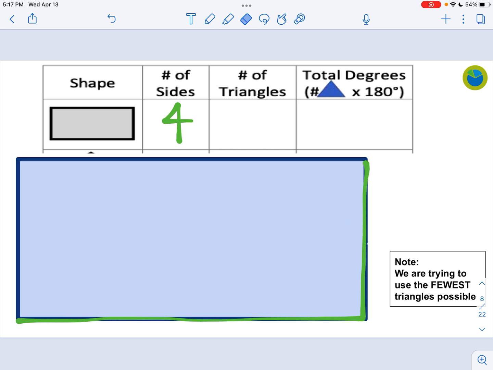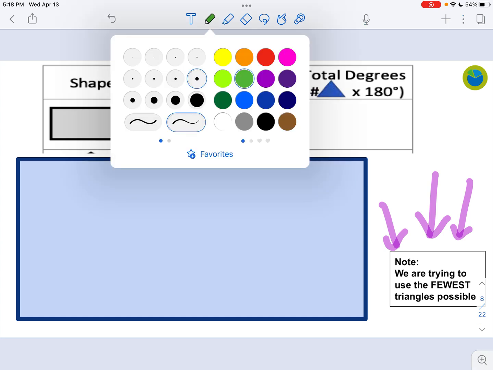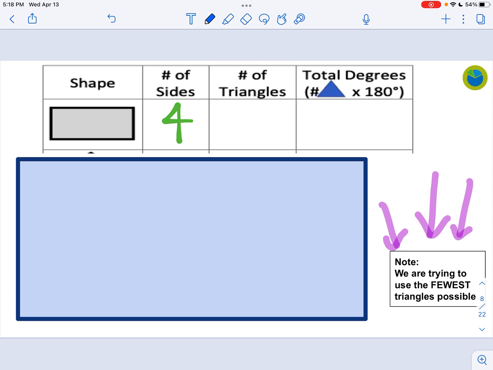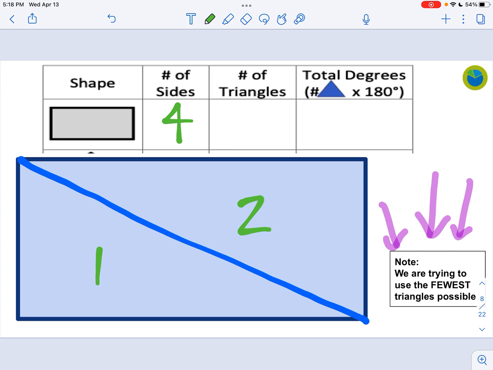The next thing I would like you to do on your sheet, we are going to take this shape and we're going to make it be triangles, but I want you to notice my special note on the side. We are trying to make the fewest number of triangles possible. We're not trying to split it into a million triangles, which you could do if you made it small enough. We want the fewest number of triangles. Right now, this is not a triangle. But if I make a straight line from one vertex in the top left corner to a vertex in the bottom right-hand corner, I now have triangles. Using one line, I made 2 triangles.